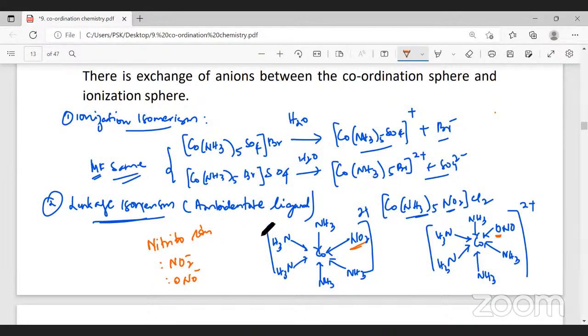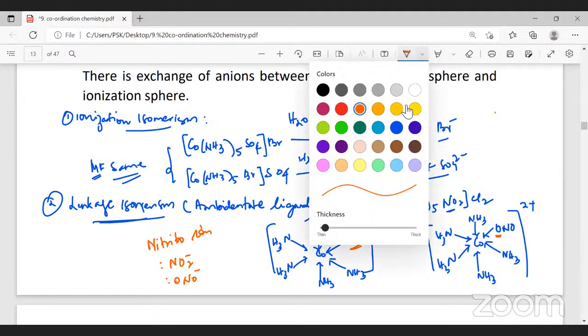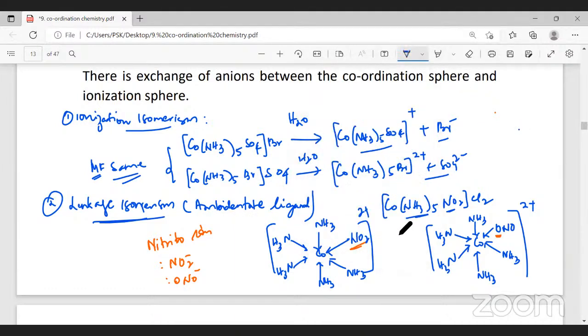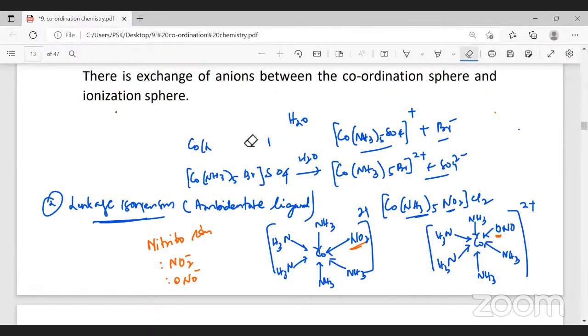So linkage isomers are coordination compounds having same molecular formula, same structural formula, but the mode of linkage between the ligand and the central metal atom is different. Those are called linkage isomerism. Did you follow this? Yes, sir.